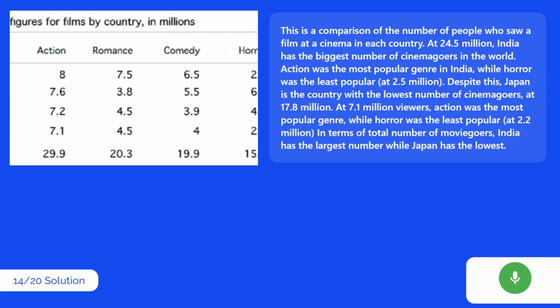Despite this, Japan is the country with the lowest number of cinemagoers, at 17.8 million. At 7.1 million viewers, action was the most popular genre, while horror was the least popular, at 2.2 million. In terms of total number of moviegoers, India has the largest number while Japan has the lowest.